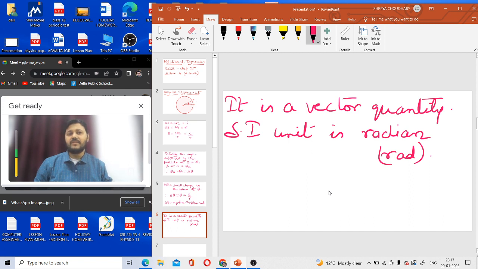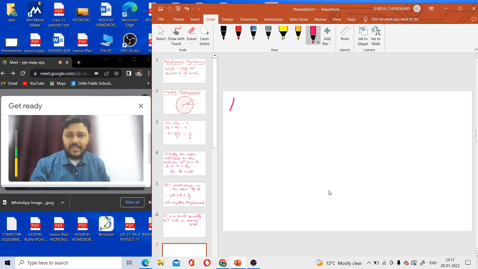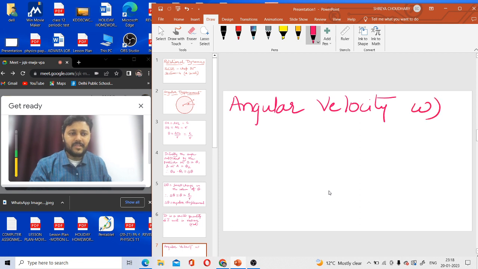For angular velocity, we must say that the rate of change of angular displacement is angular velocity. Like we have used, the rate of change of displacement is called velocity, so we have just added the word angular to it. So angular velocity is our next topic. Angular velocity is denoted by omega. This symbol is termed as omega.